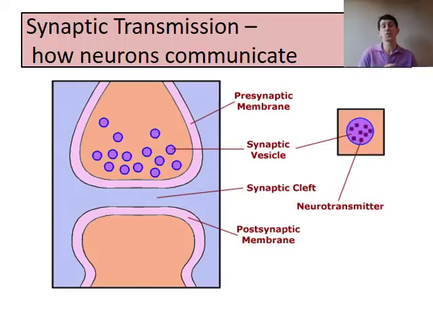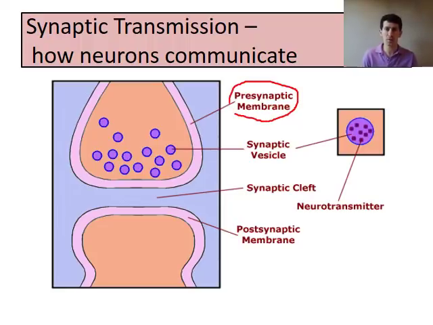Now we're going to move on to looking at the process of synaptic transmission and how neurons communicate with each other. Hopefully you remember a bit of this when we looked at SSRIs in abnormality and the biological treatment of OCD. We're going to run through a few of the key parts of a neuron that are going to be involved in this synaptic transmission.